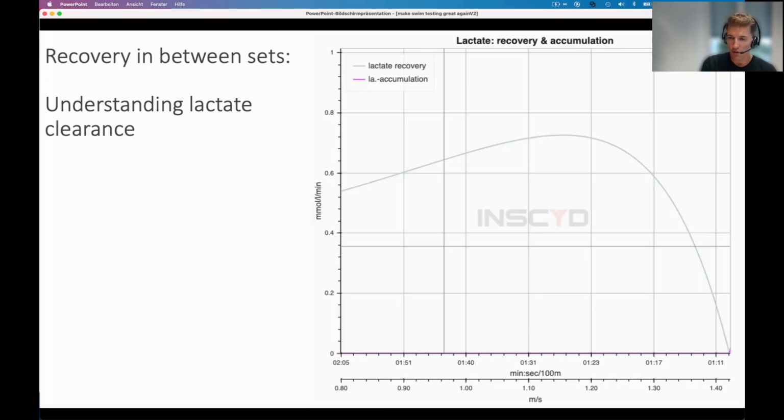So long story short, what you can do with that testing is understand at which intensity the athlete can recover fastest or best. And then either use it for full recovery or avoid it if you don't want that, right? If you want to have a compound effect, so to speak.